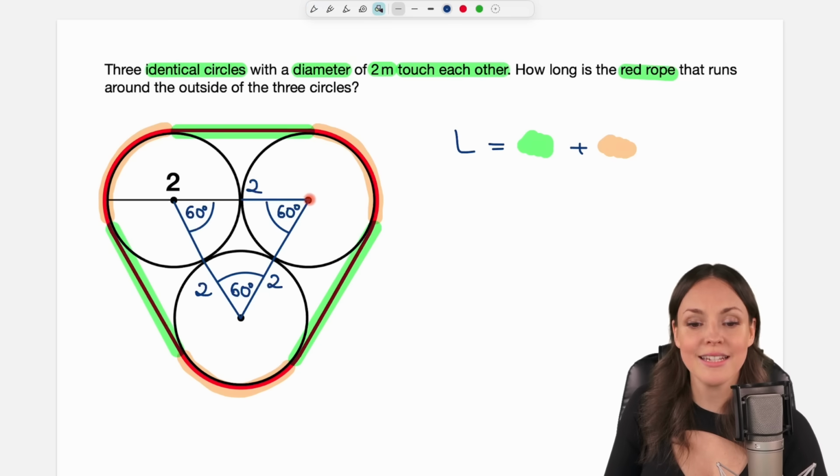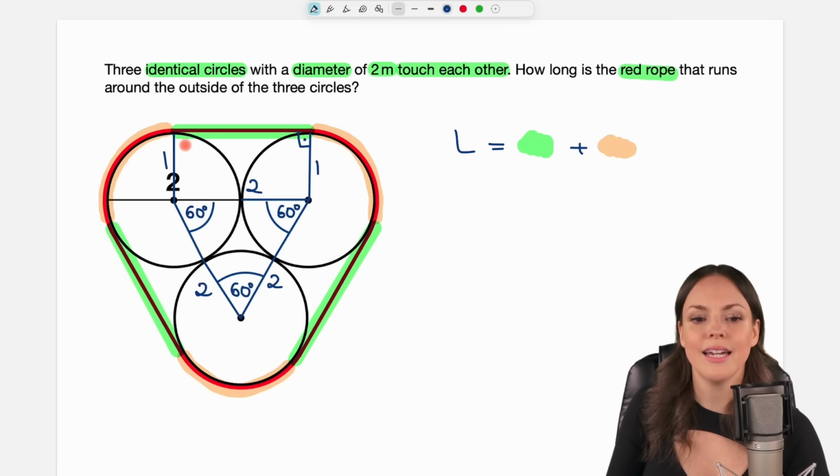If I draw the radius here as well from the center to this touching point, I have radius 1 here. And we now know that the radius is always perpendicular to the tangent line. And this is a tangent line because it touches my circle here. The same thing on the other side. I can use this touching point. I draw the radius, radius 1, and it is perpendicular to this tangent line here as well.